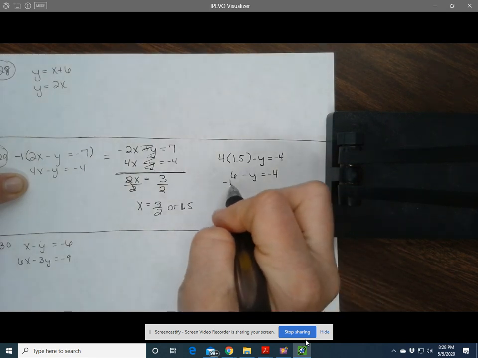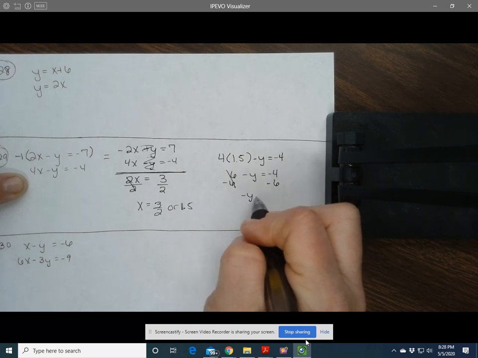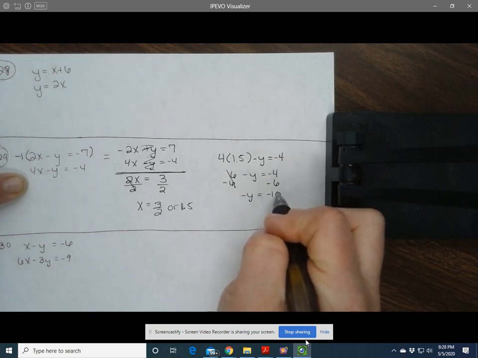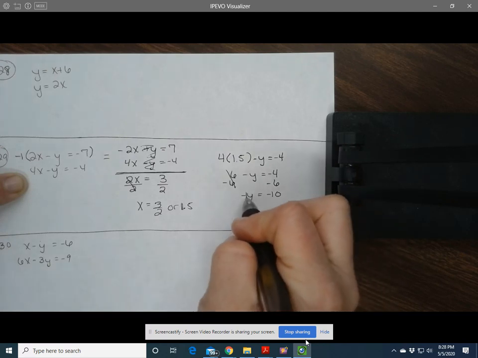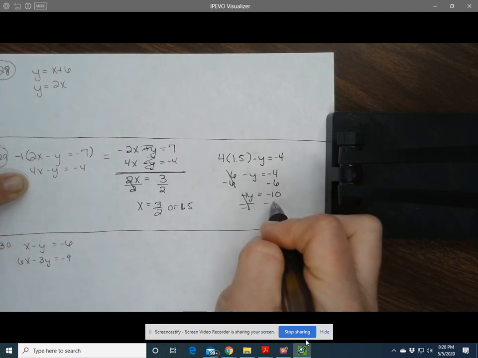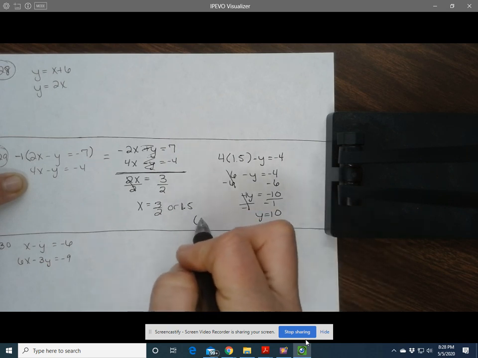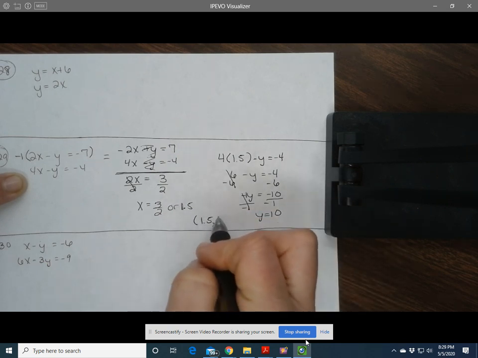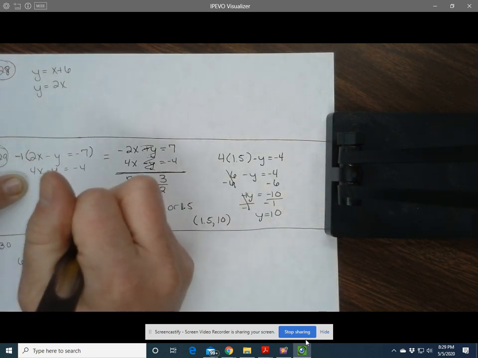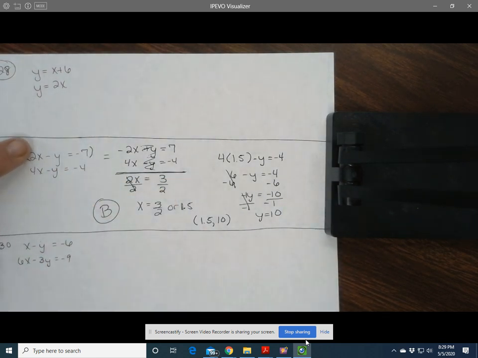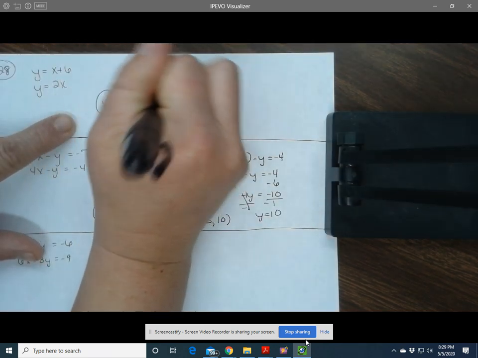I'm going to subtract 6, so those disappear. Subtract 6. So that means -y equals -10. And I need to divide by -1, divide by -1, so that means y equals 10. So my point is going to be 1.5, comma 10, and that is actually answer B. And I forgot to tell you on that one, this one was A, 6, comma 12.